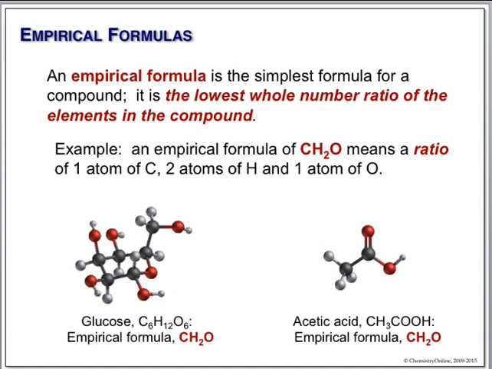This is acetic acid, vinegar. It is CH3COOH. We have 4 hydrogens, 2 oxygens, 2 carbons. Its empirical formula is also CH2O. Simplest whole number ratio. Acetic acid is officially a carbohydrate as well. In fact, when you metabolize glucose, you can form acetic acid in your body.